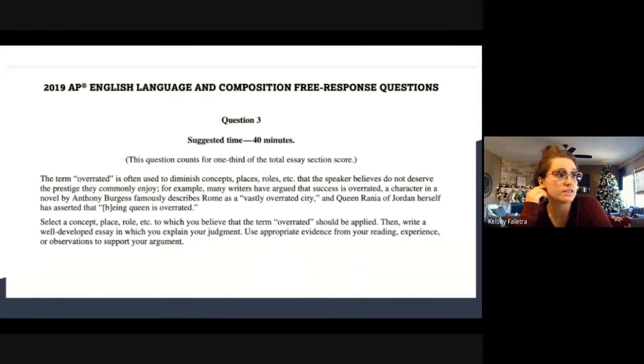So this one asks, basically, for you to articulate the extent to which a concept, place, or role is overrated. That was it. It was that open. Describe something that you think is overrated and explain your judgment. Explain why you think it's overrated. A lot of kids wrote about how the College Board is overrated, which is honestly a valid argument, but some of them did it really well and scored really high, and then some of them ended up just being like this long-winded rant instead of an argument.